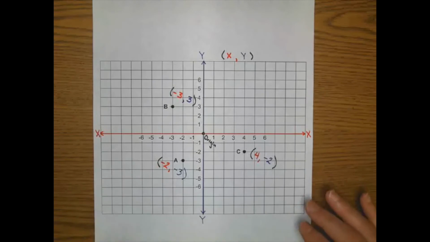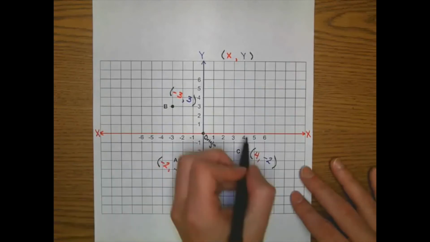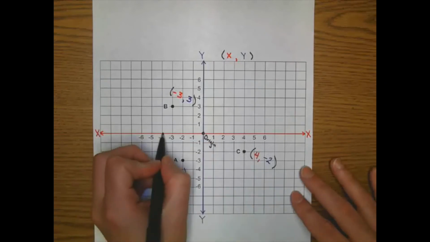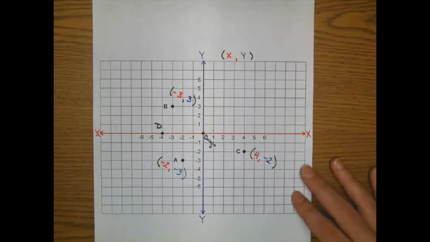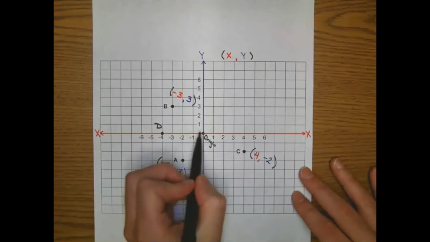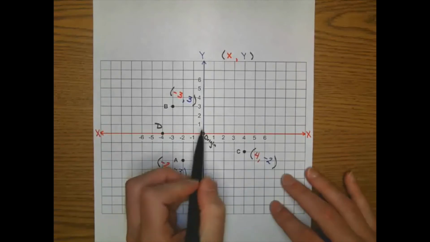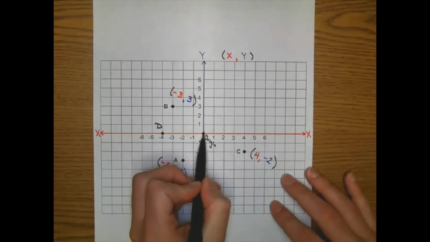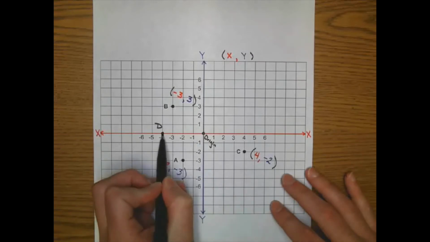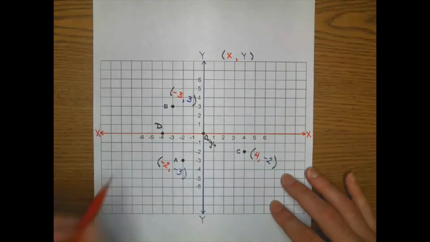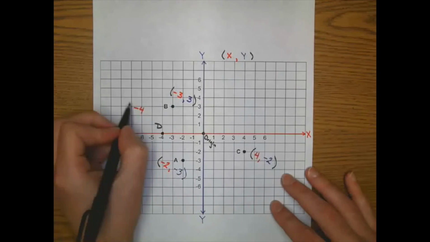Let's take a look at one more. Let's say I had a point that was right here. We'll call that point D. I'm going to start on my x-axis again, and I'm going to move over until I run into point D. So here I'm at 0, -1, -2, -3, and -4. So my x coordinate is going to be -4.